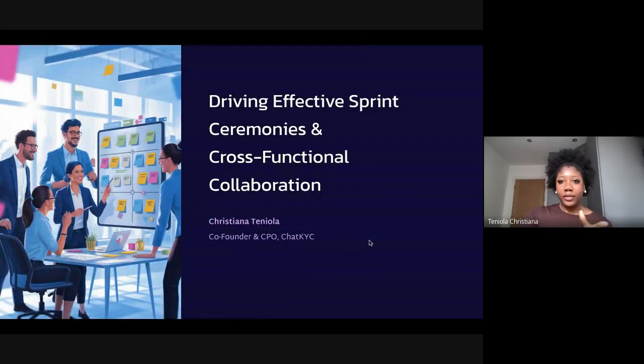So we're going to be talking about how to run different sprint ceremonies, what the purpose of those ceremonies is, and how you foster cross-functional collaboration with your team and different stakeholders across an organization.